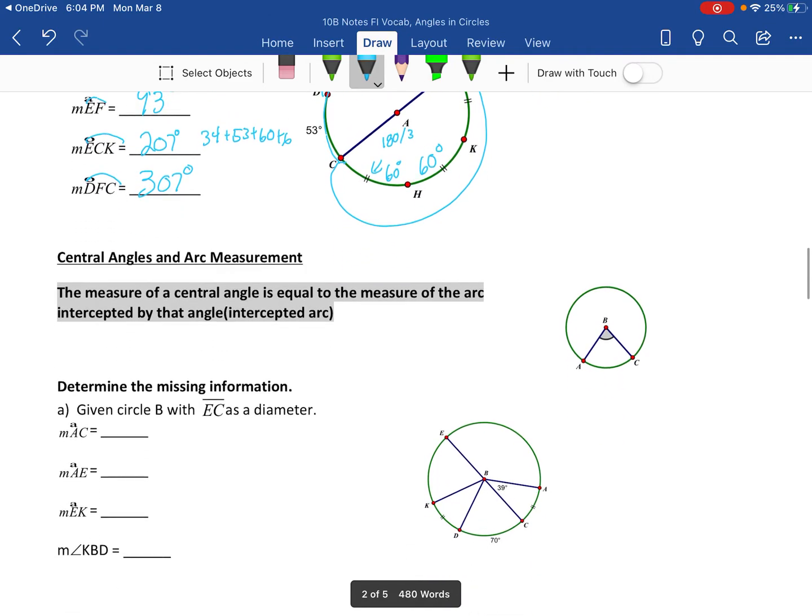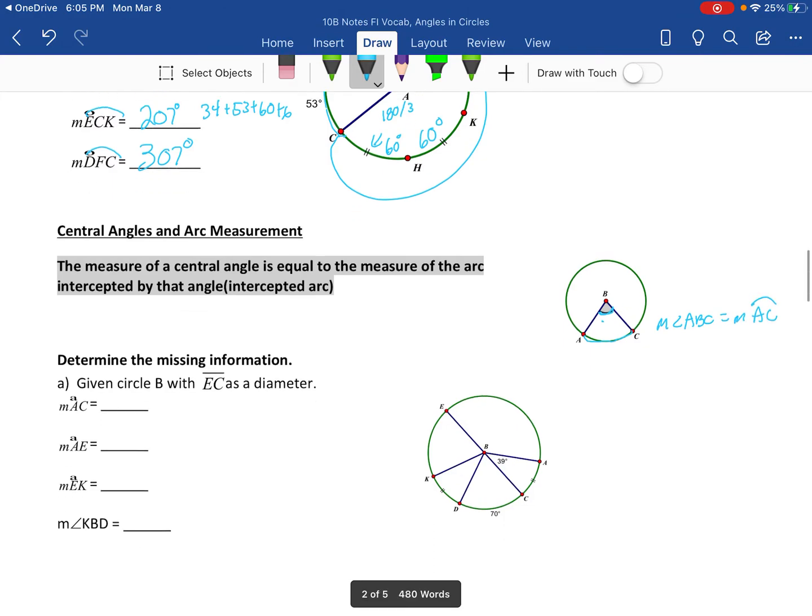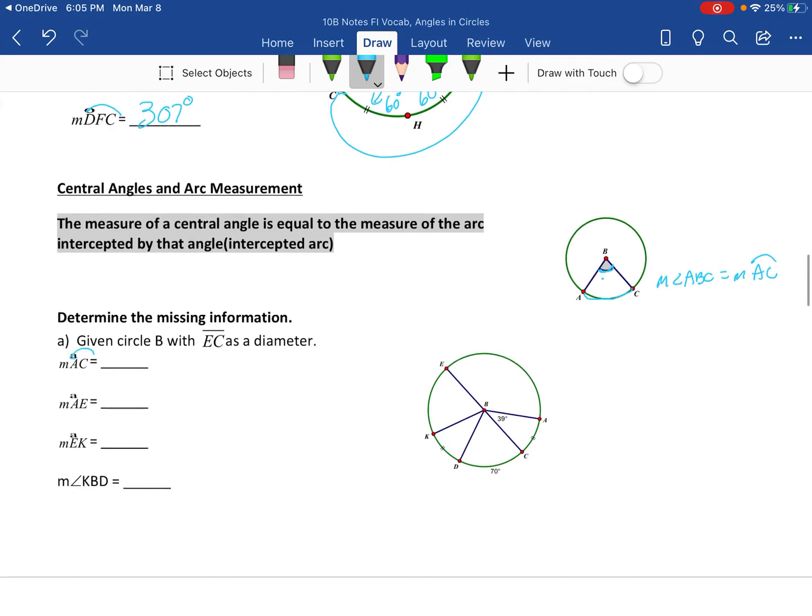Okay, our next topic is central angles in arc measure. The measure of a central angle is equal to the measure of the intercepted arc. So the measure of angle ABC is equal to, if it comes from the center, the measure of arc AC. So for this, what is the measure of arc AC? Well, that is also going to be 39 degrees because the central angle is.